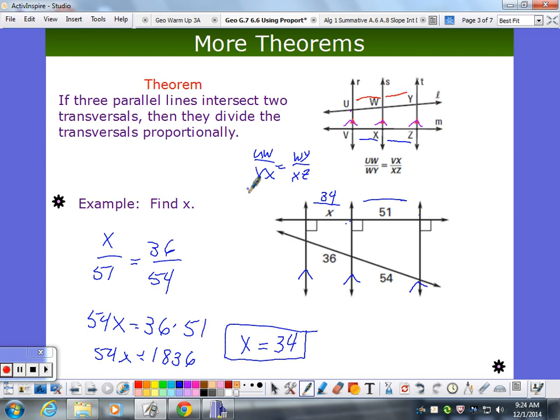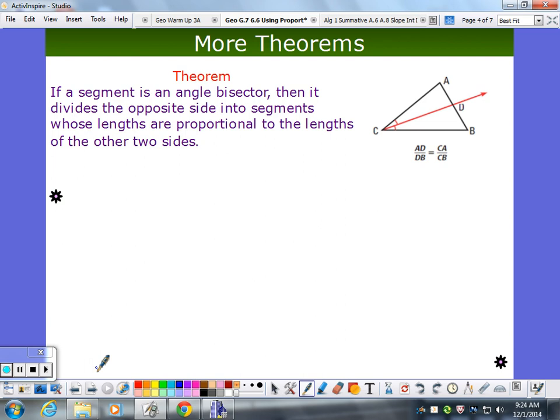With me so far. One more theorem, and that's it. I'm pretty sure that's my last theorem coming up here. Okay, if a segment is an angle bisector, now how do I know this is an angle bisector? Because they're showing me that these two angles are congruent, so it's bisecting that angle. Then it divides the opposite side, these two sides, other side, into segments whose lengths are proportional to the other two sides.